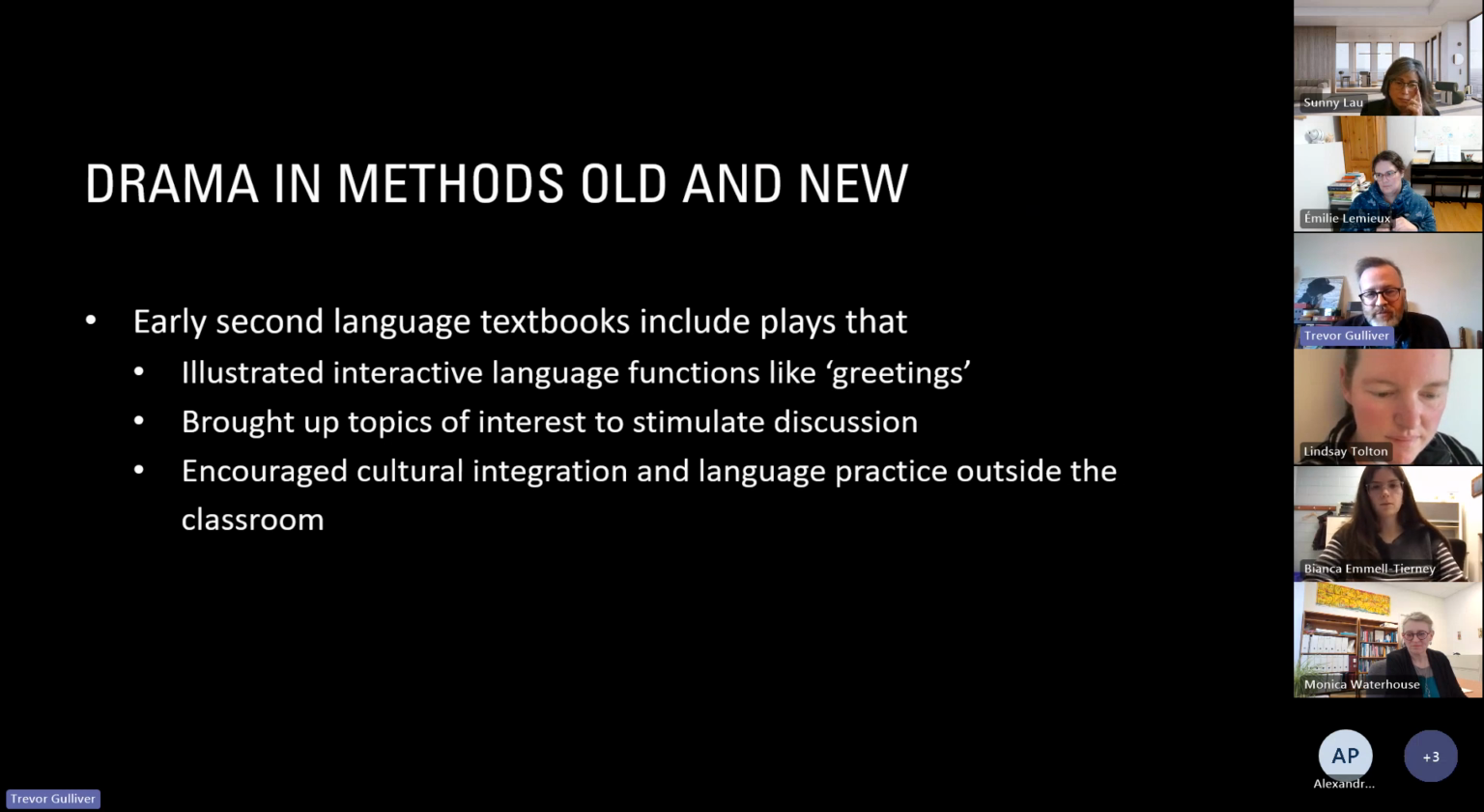Some of these dialogues brought up topics of interest, possibly to stimulate discussion. We might use a dialogue to model how to engage in a conversation about daily events. I could see a very similar dialogue in a textbook today for a similar purpose. And another dialogue I'm going to show you encouraged cultural integration and language practice outside the classroom. And I think we could see dialogues today that said, hey, you know what would be a good way for you to learn the language outside the classroom, and have the students engage with that dialogue.